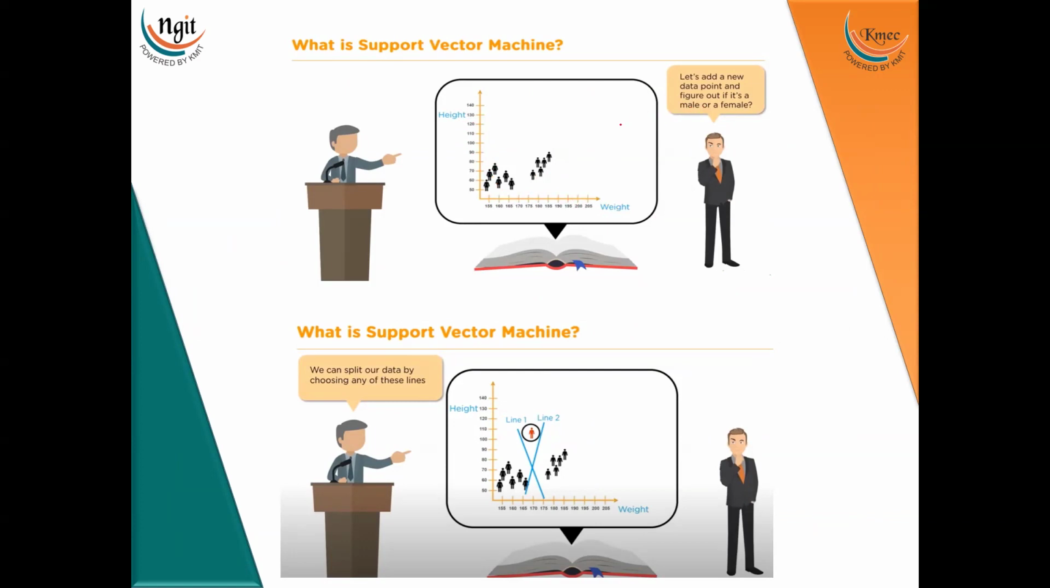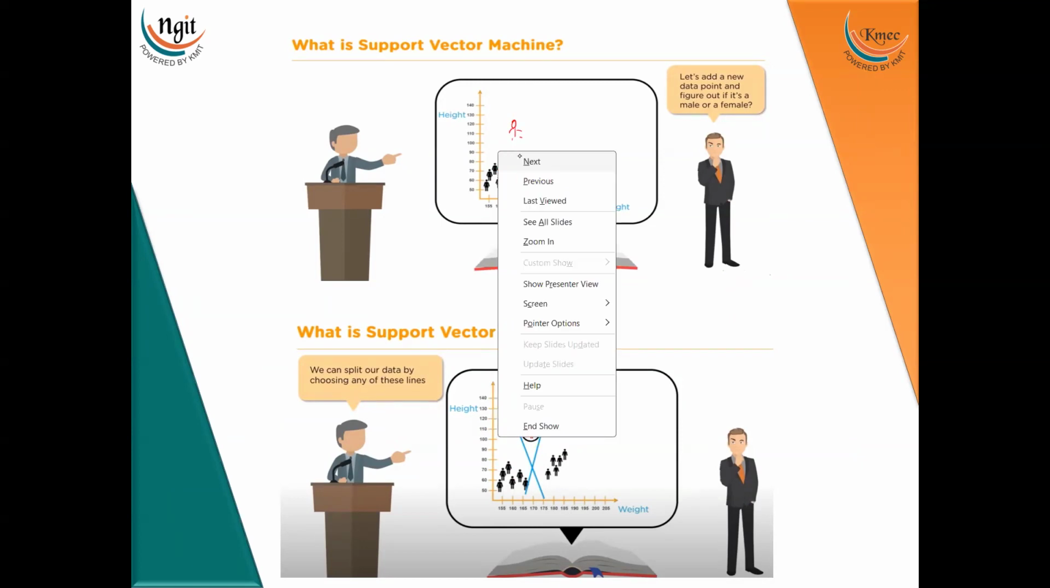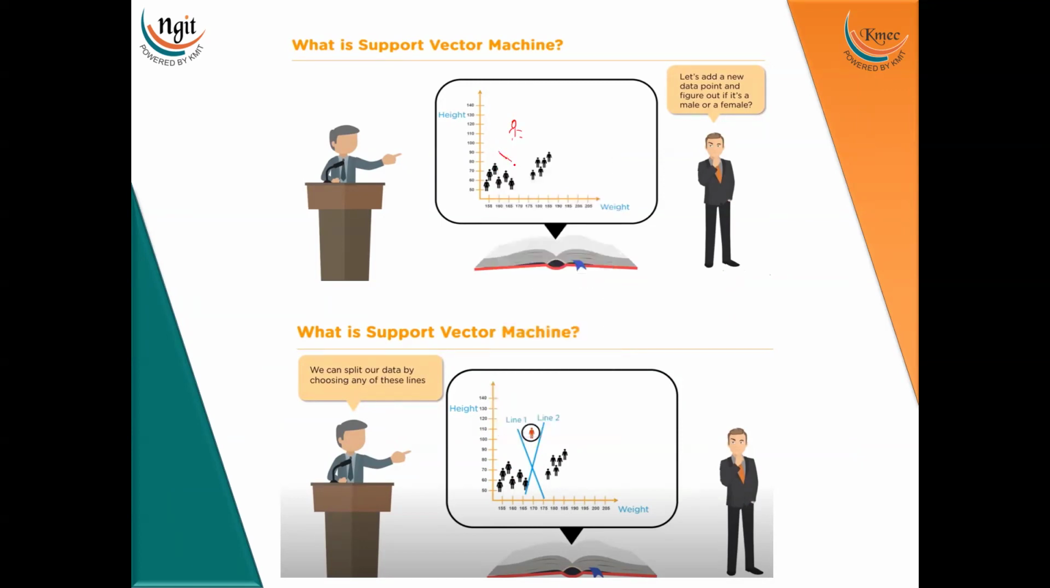And suppose let's add a new data point and we have to figure out whether it's male or female. Now we split our data by choosing any one of these lines. When a new data instance comes here, what SVM will do is draw a line. In different ways you can draw a line. Here we have drawn two types. One way we have drawn a line here, and one way we have drawn a line here. So let us say this is line 1 and line 2. So how will SVM choose which is the best line?